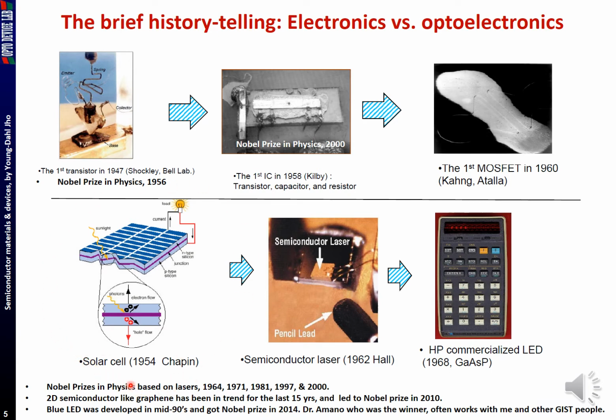For optoelectronics, we are familiar with solar cells. Still, they are being improved in terms of efficiency, right? At our school, there's actually an institute specialized for this topic, solar cells. It's been a while, actually, 1954. Around this time, the laser was also invented in the 1950s. Then, in terms of semiconductor devices, the semiconductor laser showed up around 1962 by the famous physicist Hall.